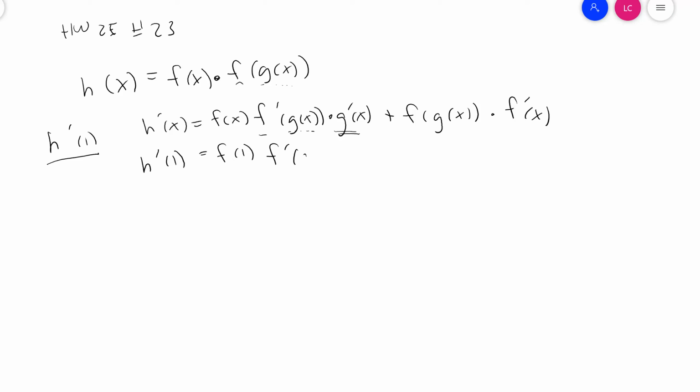All right, so h prime of 1, and I'm going to encourage you just to take the step to write the 1 in for the x everywhere. And then I'm not going to write the pieces of information down on this whiteboard because that'd be a lot to write down. I'm just going to refer to it.